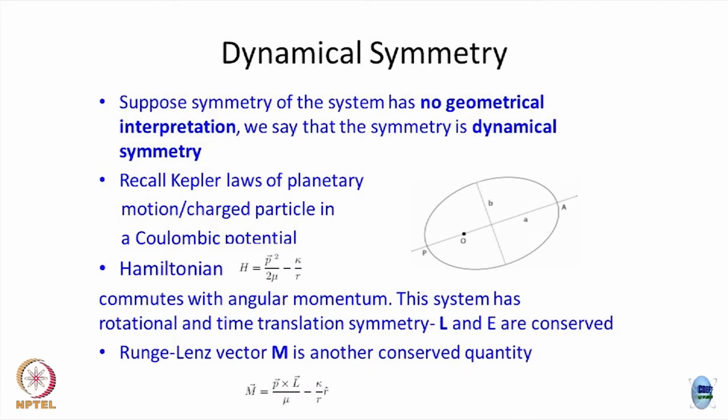Now I am getting on to one of the climaxes of group theory today: the hydrogen atom or the Kepler problem. Both are 1 over r potentials, right. The planetary motion which you are all familiar with, and also the hydrogen atom problem. Only thing is the kappa coefficient in the Hamiltonian will be different.